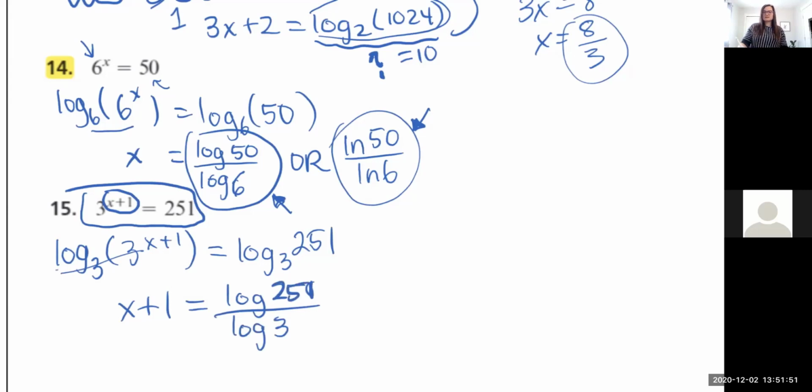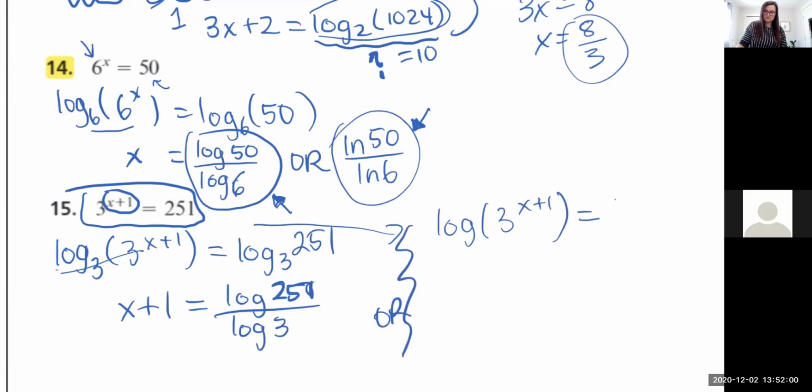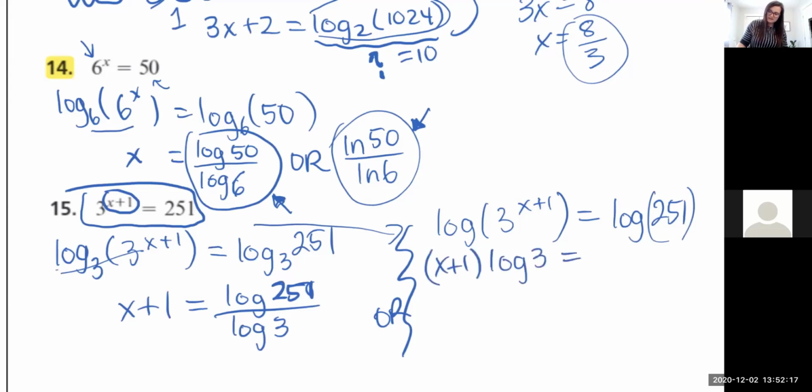You may have gotten that differently. You may have taken a log of both sides. Just want to show you both ways. If you just took any kind of log, it does. In this case, I could have not used that base. Maybe I just took a regular log. Then this x plus 1 would still drop down. You'd have log 3 here, and you'd have log 251 here. And then x plus 1 equals the log 251 over log 3.